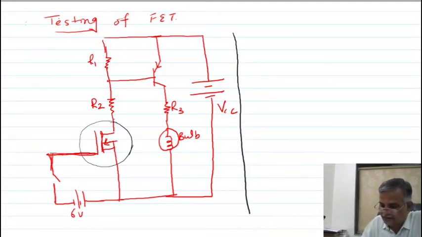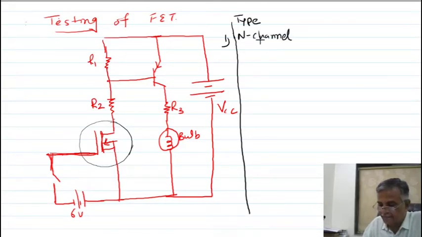I am writing here the type of the transistor. Suppose you are writing here, it's this MOSFET. This is your N channel depletion type MOSFET.